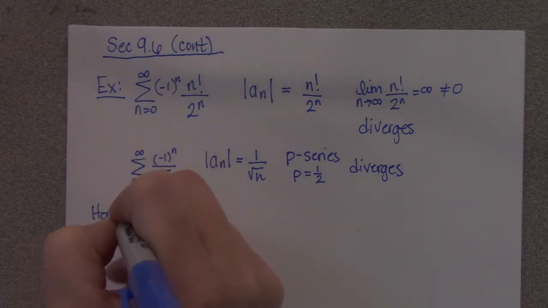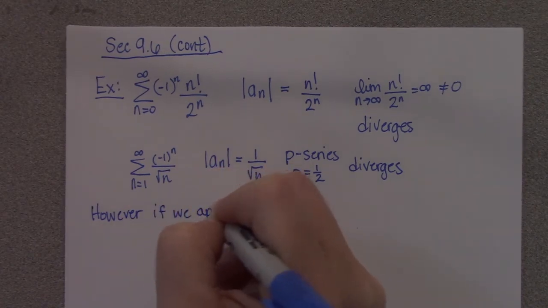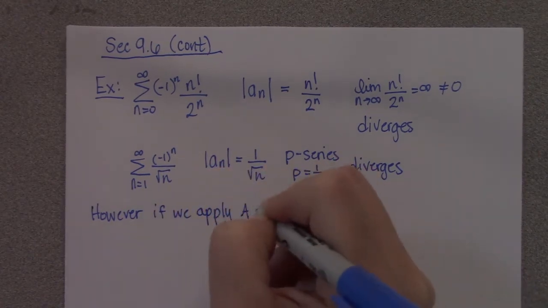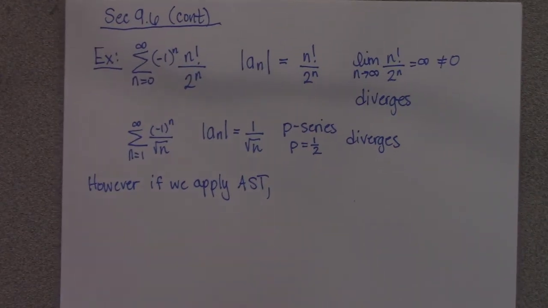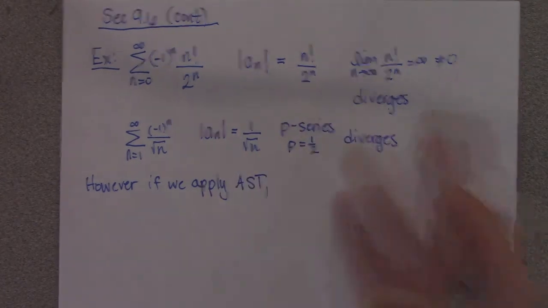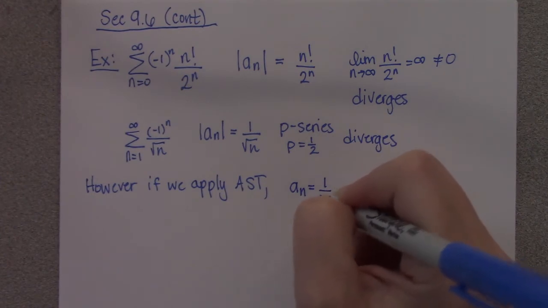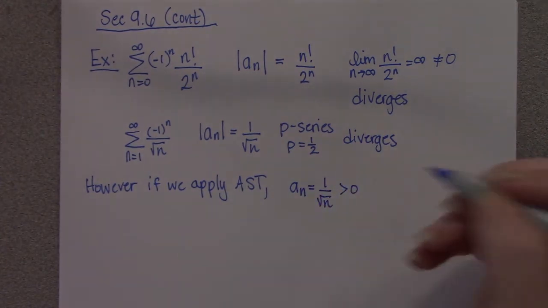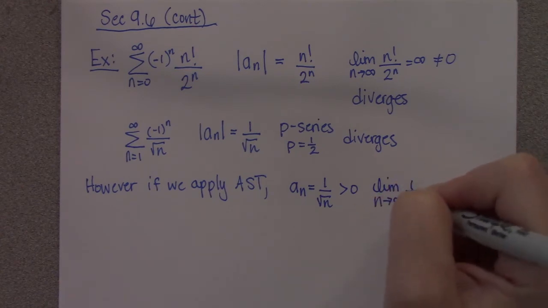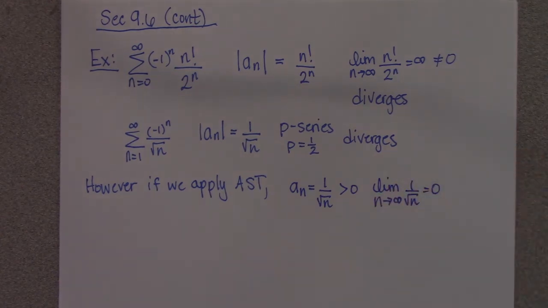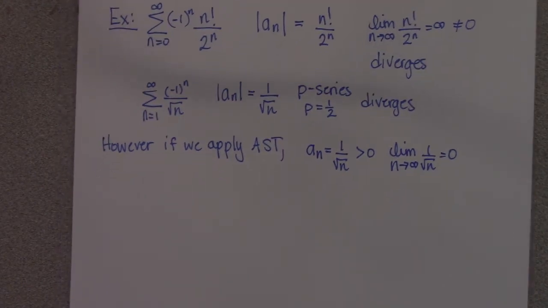However, if we apply the alternating series test on the original series, these aren't functions, right? We can see, well, the conditions are, right, the nth term is positive, so it passes that. The limit of the nth term is 0. And then what's the third condition? What else has to be true?